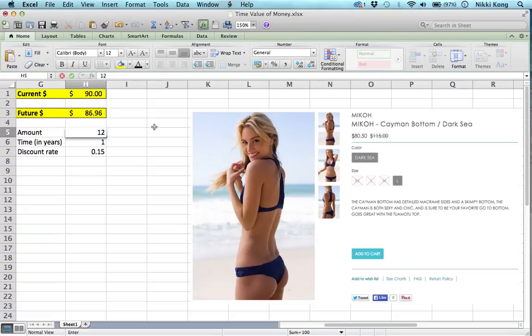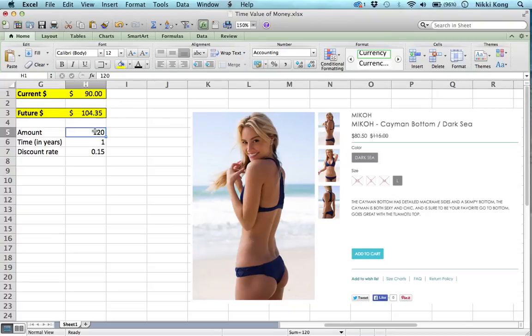So we can just change this, press enter, and now we see that the value of the future $120 is $104.35 in today's terms. So $104 is more than $90. So if I didn't have an immediate need for the swimsuit, I'd probably just hold off and wait for my dad to give me the money. Because even if I look at it in today's terms, it's going to be worth more for me.